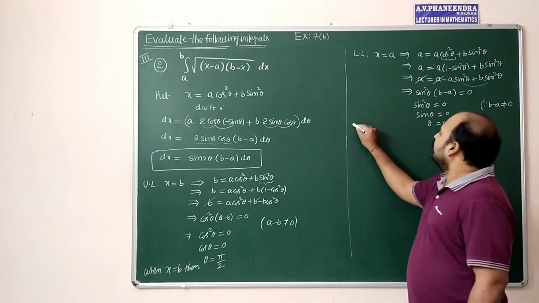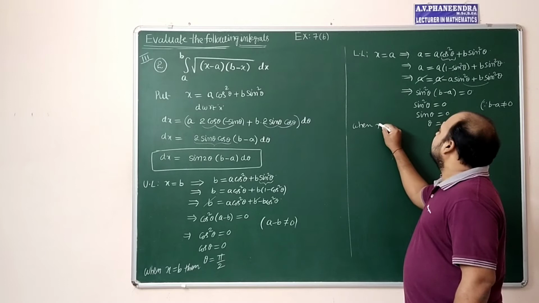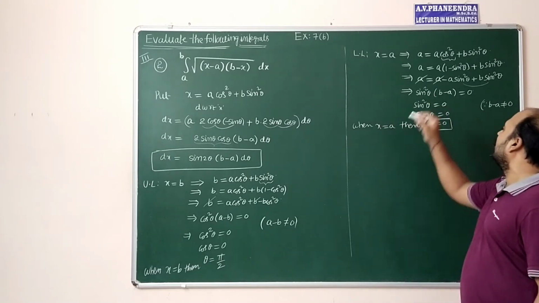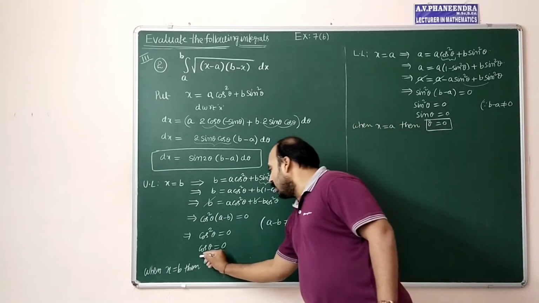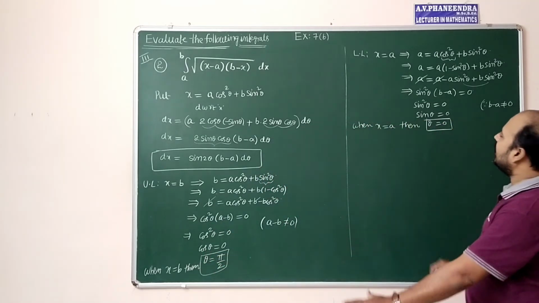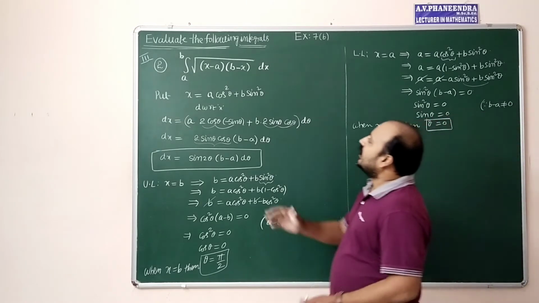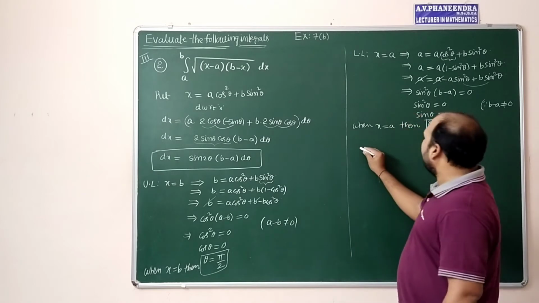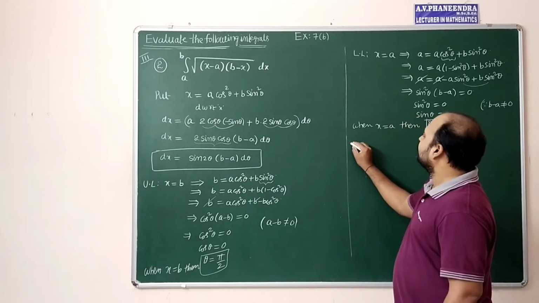So now when x is equal to a, then θ equals 0. Lower limit we got it as 0. Upper limit we got it as π by 2. After finding the lower limit and upper limit, now calculate the values of x minus a and b minus x. Now I am calculating x minus a.